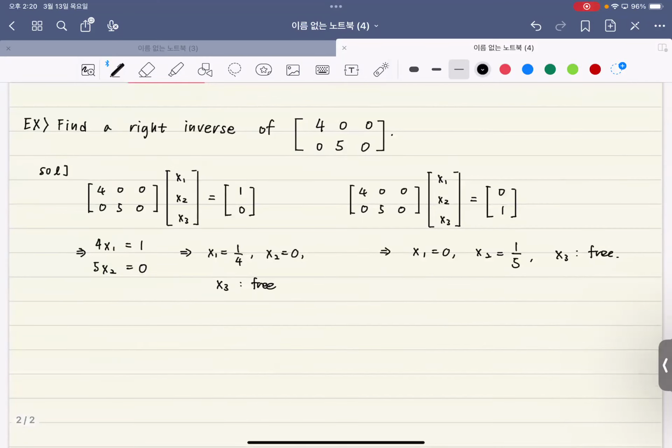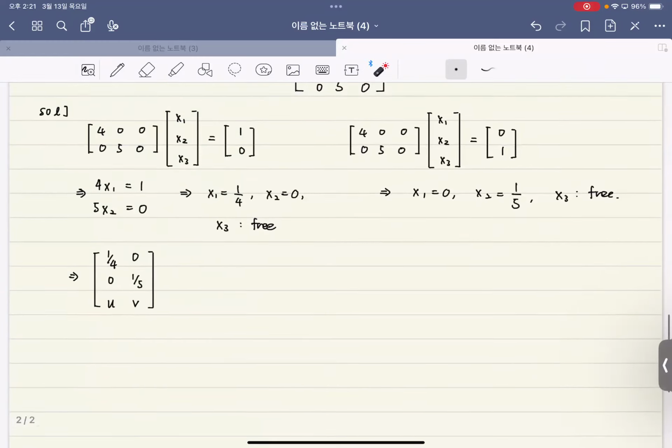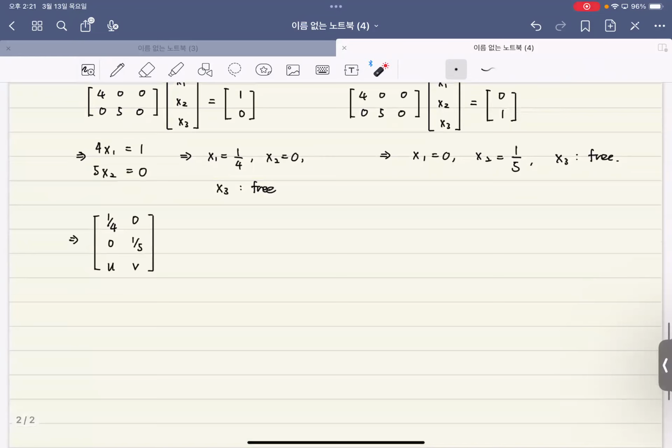So, therefore, the right inverse of this matrix is 1/4, 0, and just any number. I'll just say u. And the second column is 0, 1/5, and v. So this is the right inverse of that matrix. So as you can see, right inverse is not unique. All right.